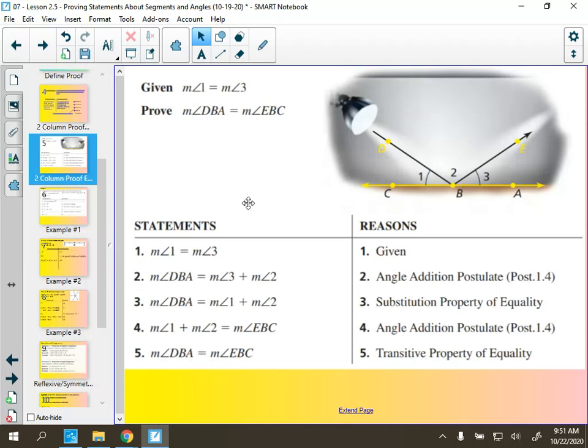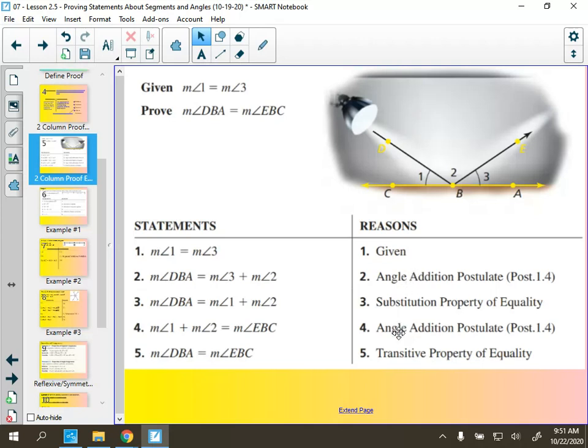So this is what it looks like. We're just recalling that basically we had some angle measures that were equal, and the goal was to prove that angle DBA was congruent to angle EBC. And there's a very formal process, so it lays out where the given information is, that's how you kind of start your proof. The angle addition postulate came up.